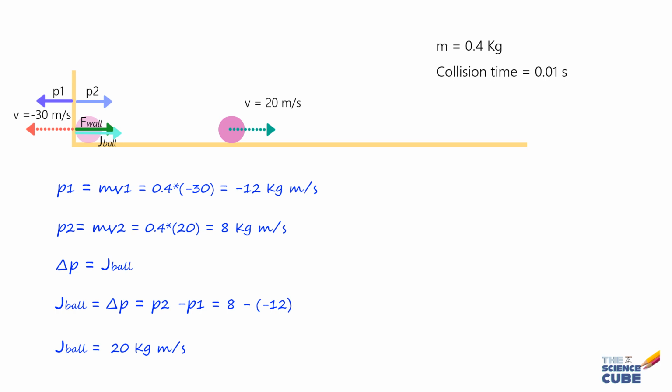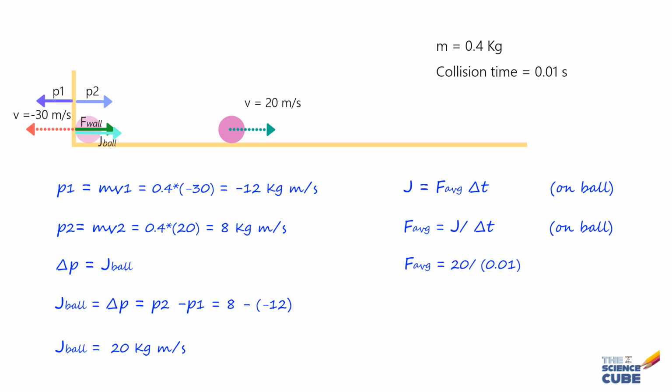To find the average force, we can make use of this equation, which says that the impulse J equals the average force multiplied by the collision time, that is t2 minus t1, which is delta t, equal to 0.01 seconds. Or F average is equal to J upon delta t, which equals 20 divided by 0.01 seconds, which equals 2000 newtons.